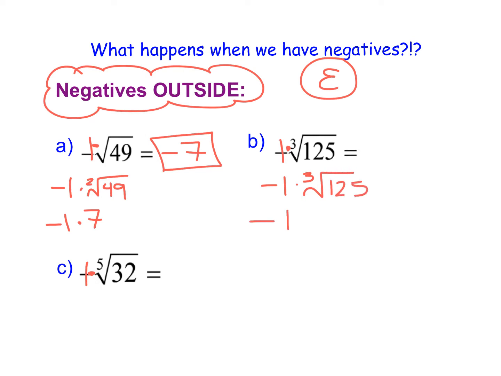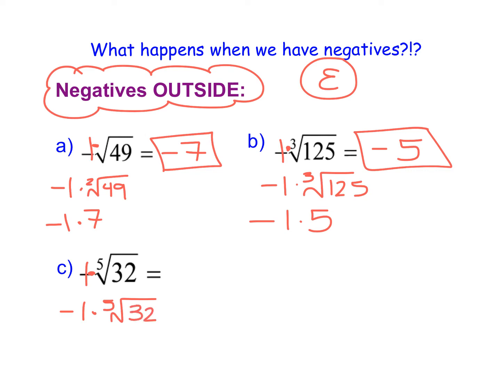Then from here, notice it says negative 1 times the cubed root of 125. So we have the negative 1 still. We look down the cubed column and we find that 5 cubed gives us 125. So it's negative 1 times 5, which is a negative 5. Then we look at the next one, negative 1 times the fifth root of 32. So we evaluate the fifth root of 32. What to the power of 5 gives me 32? That's 2. So negative 1 times 2 is negative 2.